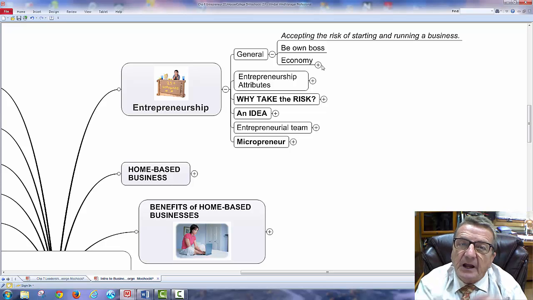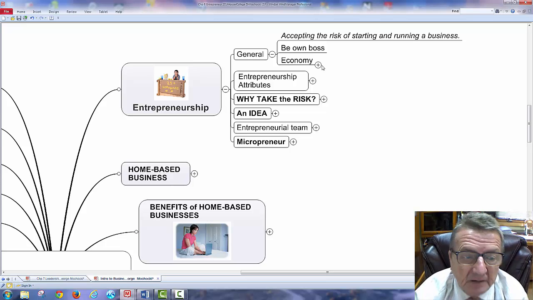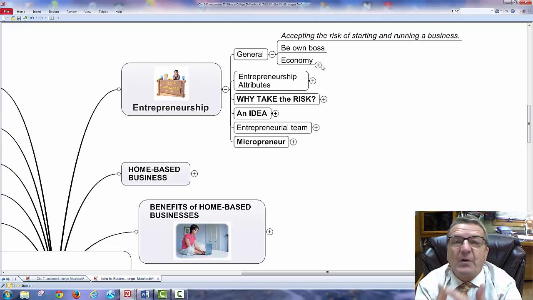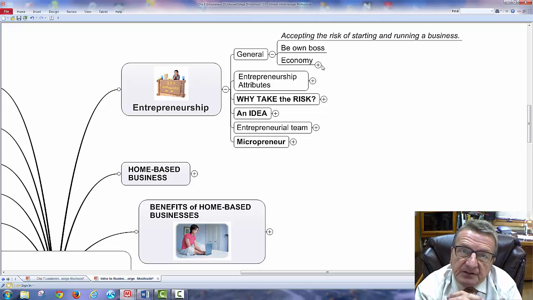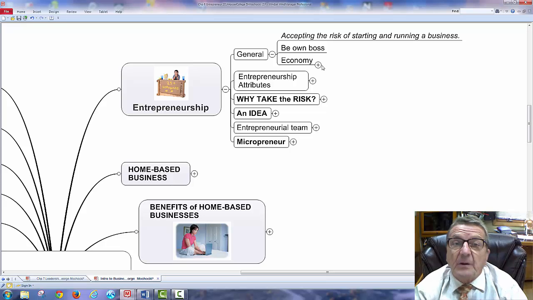What's an entrepreneur? I didn't buy a business. I started my own hot dog stand. I started my own consulting company. I started my own not-for-profit organization. I started my own church, my own mosque, my own whatever, you know what I mean? Somebody starts it off. I didn't have to buy it, so now I'm an entrepreneur.